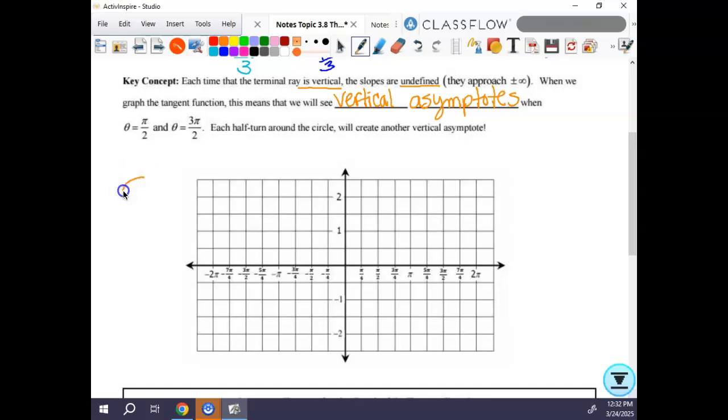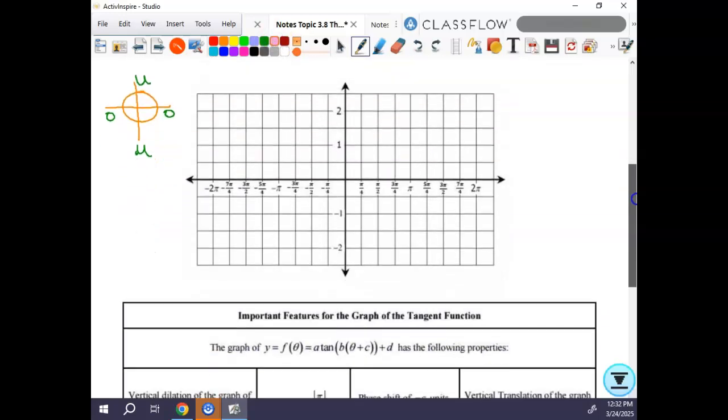All right, so let's think about that. I've got my unit circle. And when we're talking about tangent values, I know the tangent value here is 0, 0, and these are undefined. You agree with that? That's something we know. So when I'm going around the unit circle, when's the first time tangent is undefined? What's this angle? Pi halves. So at pi halves, I have a vertical asymptote.